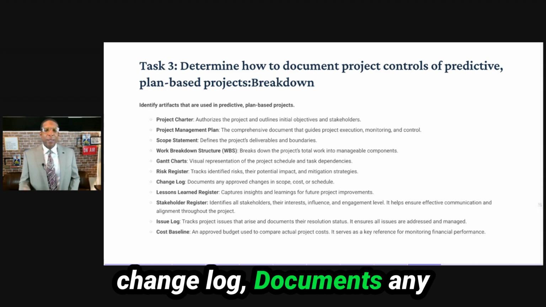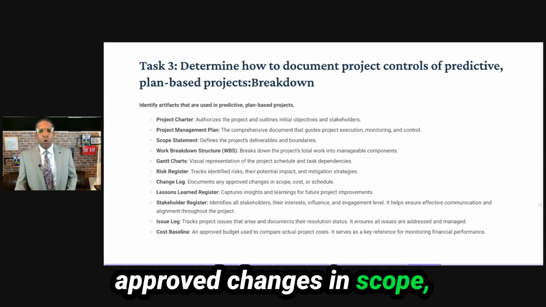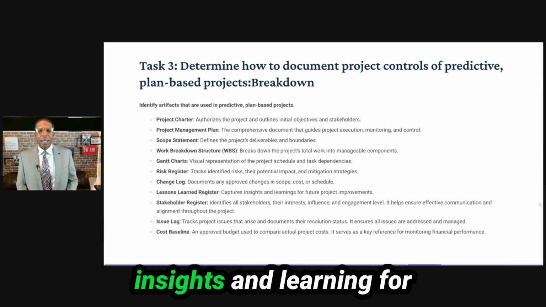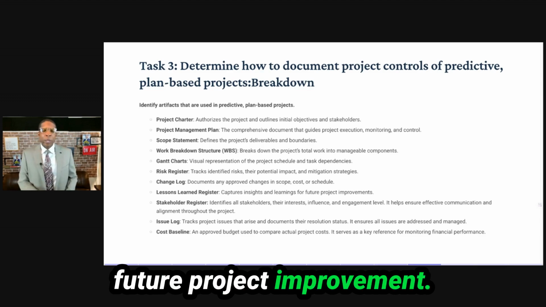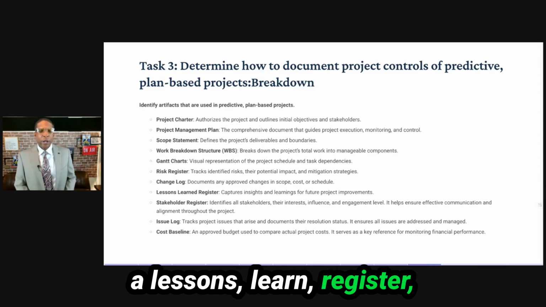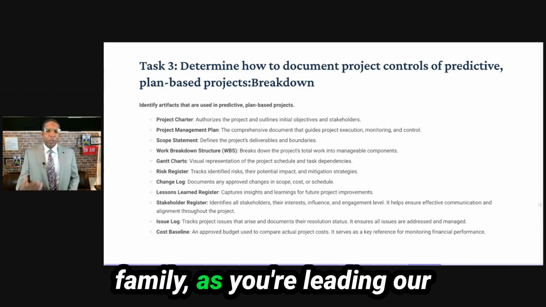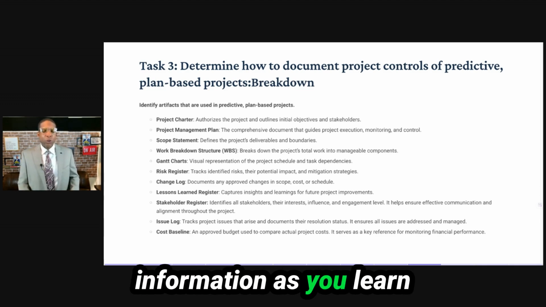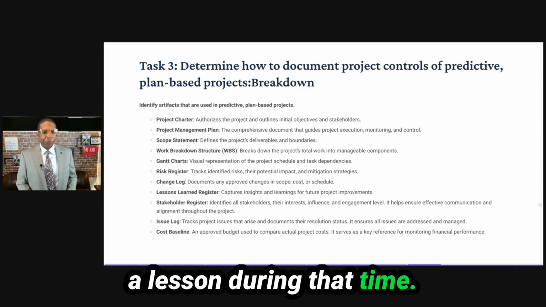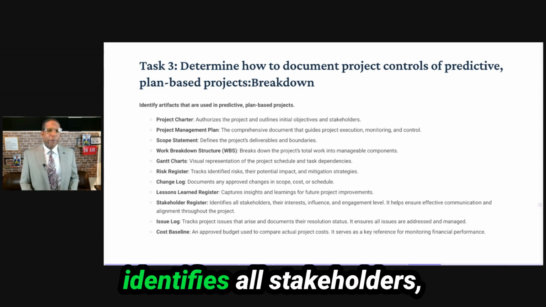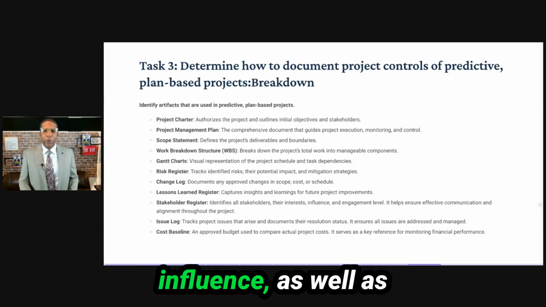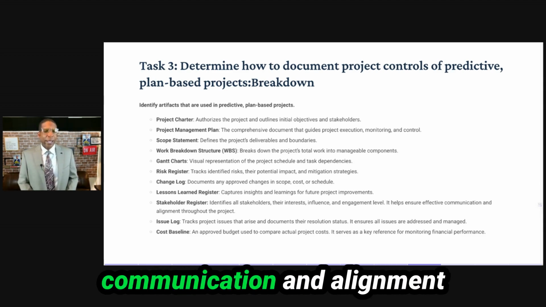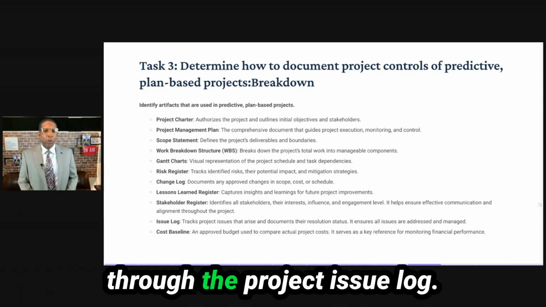Change log documents any approved changes in scope, cost, or schedule. A lessons learned register is capture insights and learning for future project improvement. Let me say something about a lessons learned register. A lessons learned register, family, as you're leading a project, you constantly want to be able to keep adding information as you learn a lesson during that time. Stakeholder register identifies all stakeholders, their interests, their influence, as well as their engagement level. It helps ensure effective communication and alignment through the project.